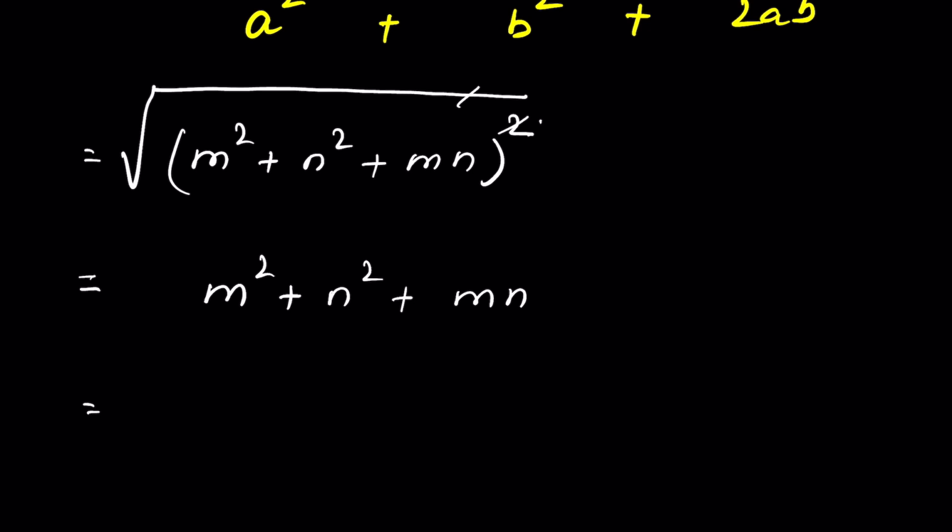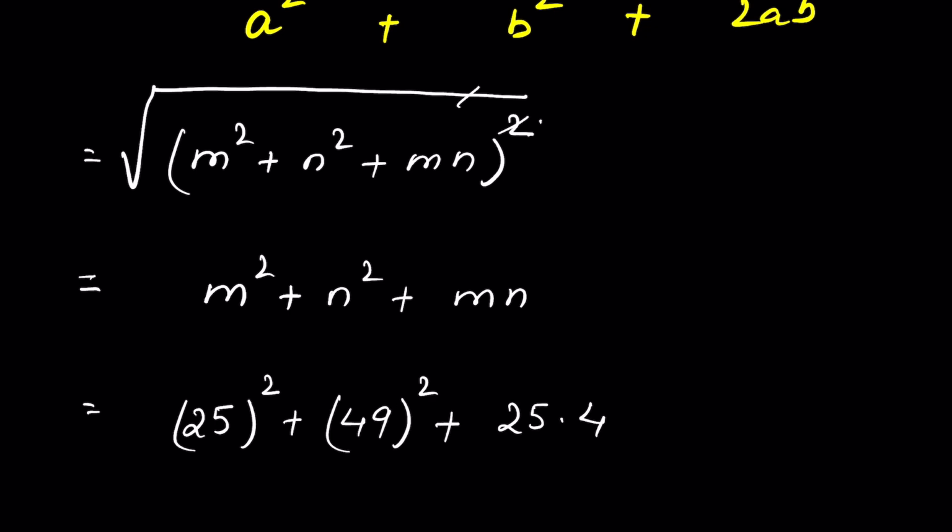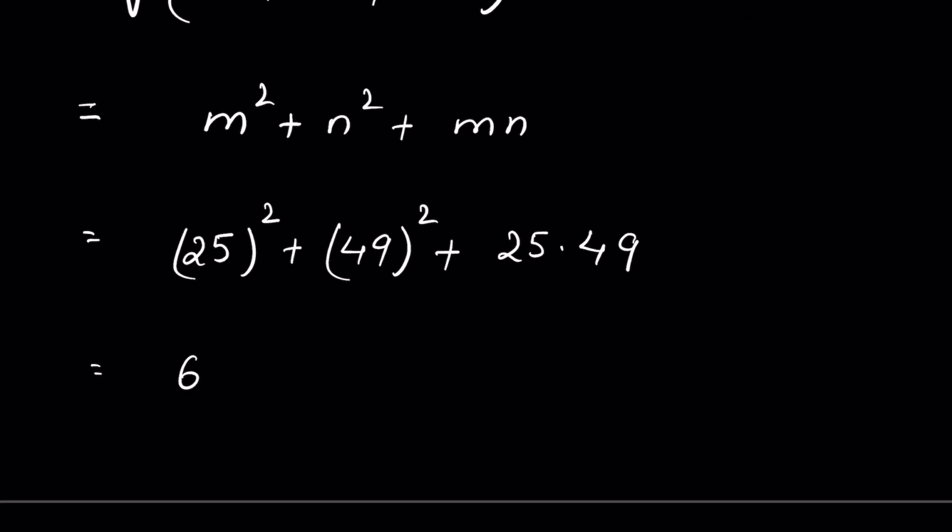Now m is 25. So 25 square. N is 49. So 49 square plus 25 times 49. 25 square is 625. It's very easy to find the squares of numbers which have 5 at the end. We write the square of 5, that is 25. Then add 1 to this digit, 2 plus 1 is 3, and multiply it with the 3. So we get 625.